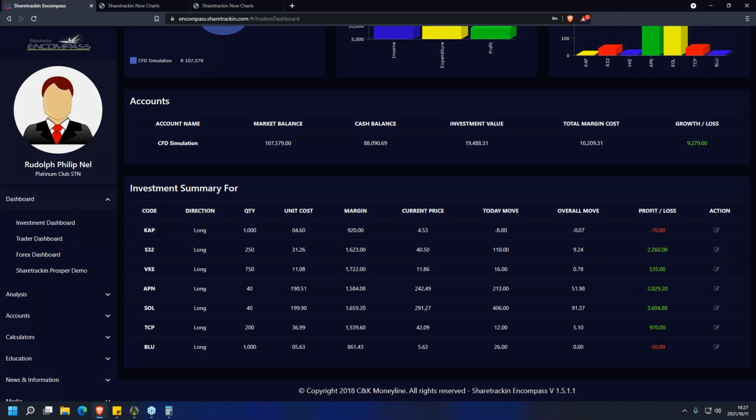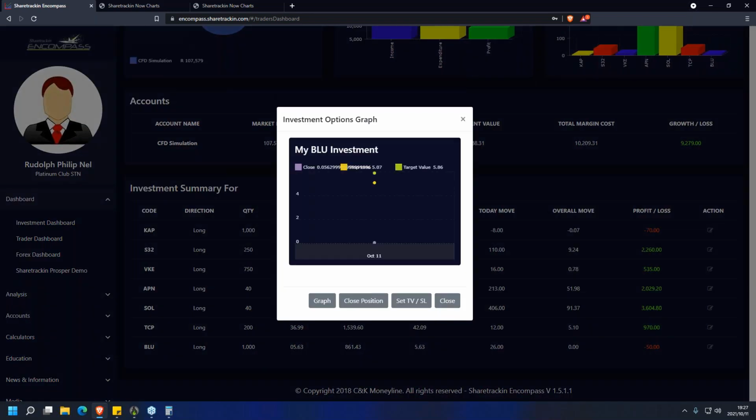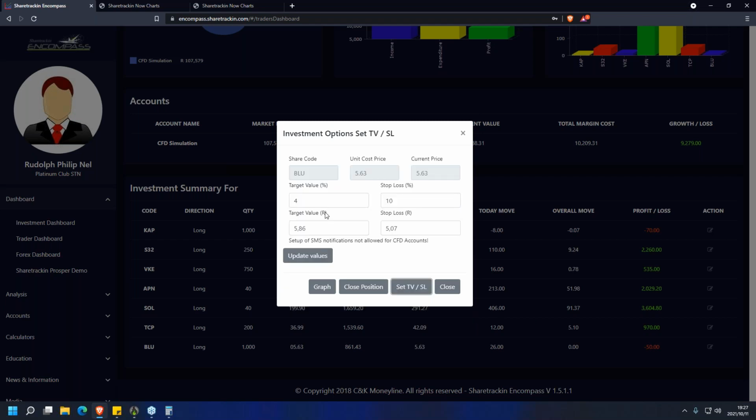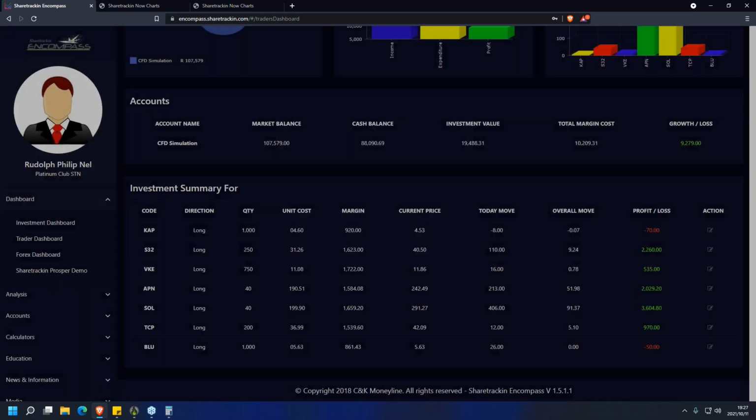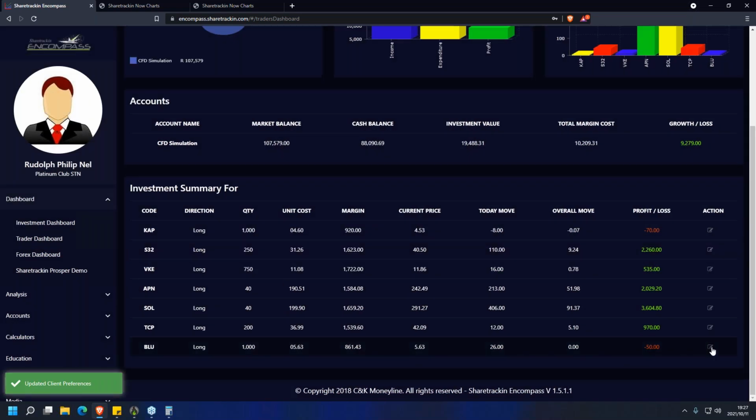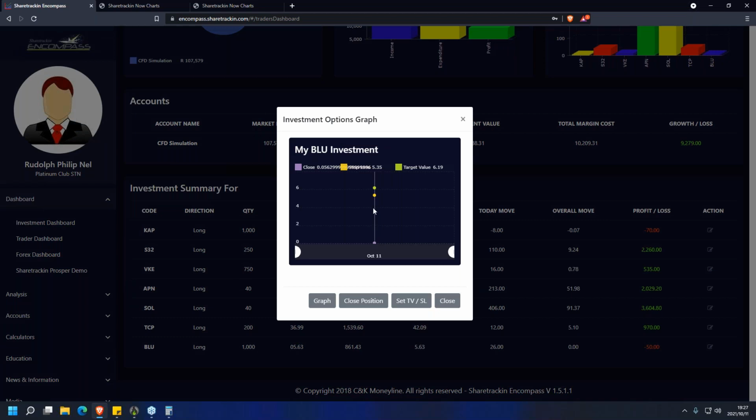Now, underneath the action, when you want to sell out on the share, you're just going to click on the action button on the right-hand side. You can go and set up your stop losses. So, for instance, I want a target value of 10%, but a stop loss percentage of, let's say, 5%. Then I can just update the values, and that will obviously update my stop loss. So it would only update these values on this little investment graph.